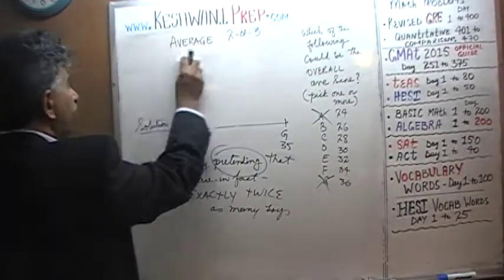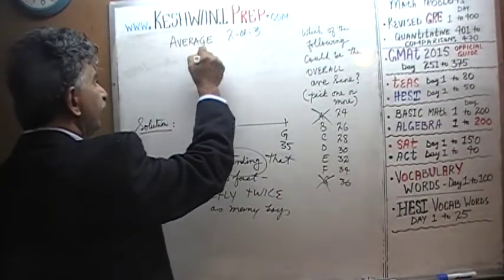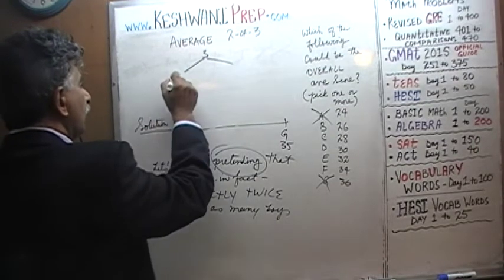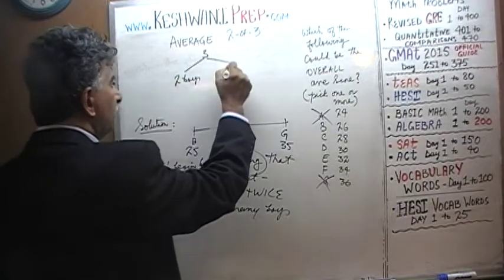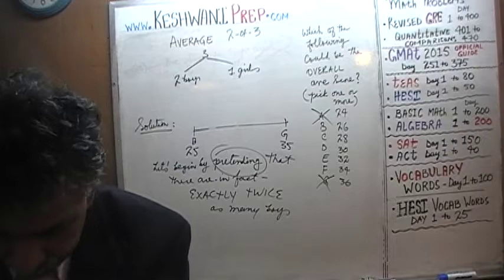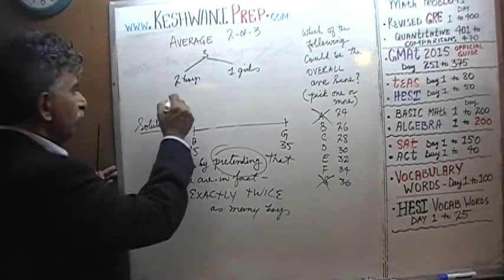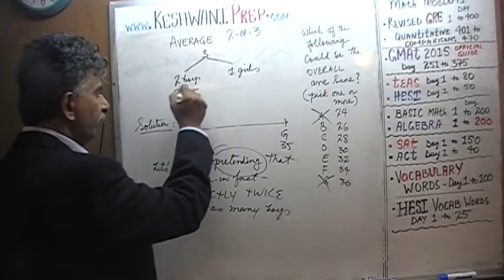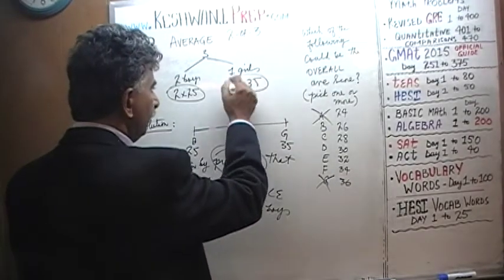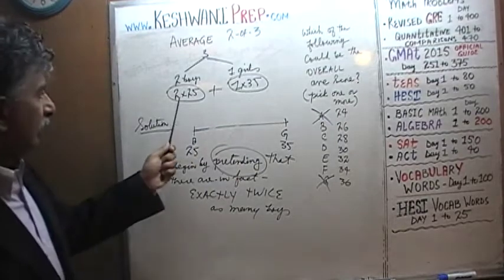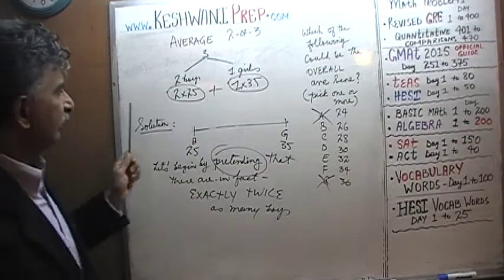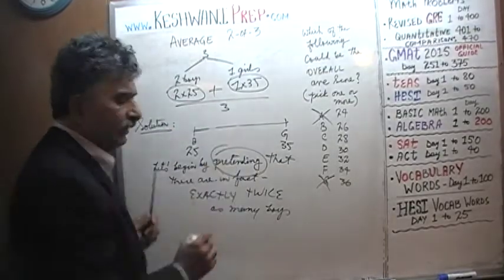So if there are three kids in the class, two boys and one girl, what would have been the overall average in this scenario? Let's find out, shall we? We know the boys score on average 25 points, so they earn 50 points. We know the girl on average scored 35 points, so this one girl earned 35 points. 25 times 2 is 50, 50 plus 35 is 85, 85 divided by 3 because there are 3 kids. 85 divided by 3 is going to be the overall average.